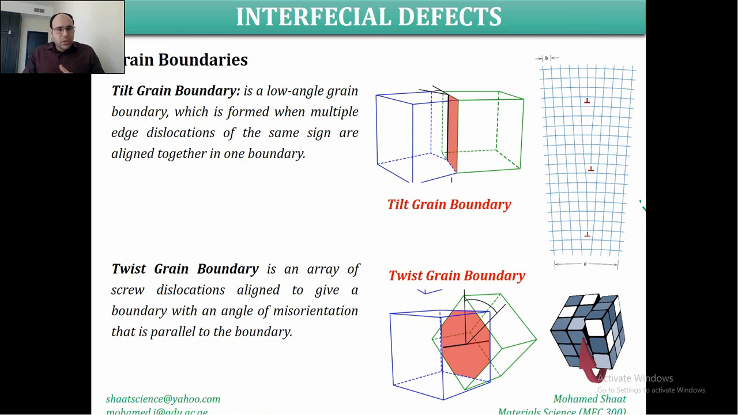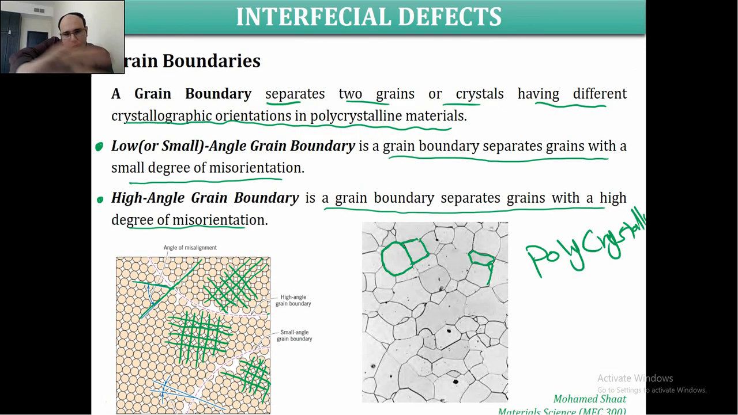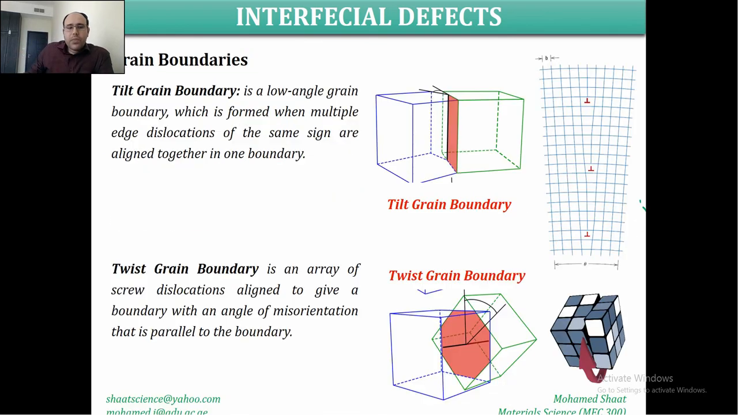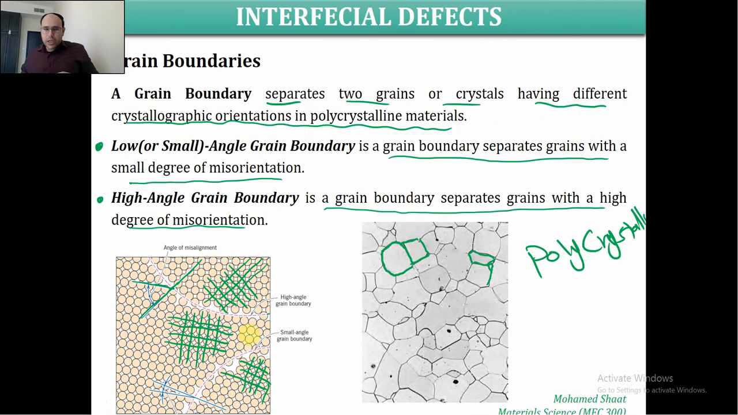Grain boundaries also could be, so these are like two states as I mentioned. But also grain boundaries could be like tilt grain boundary. These are like types also of grain boundary, or twist grain boundary. As I mentioned, the grain boundary generates because of misorientation. There is also another way that could result in the formation of a grain boundary even within the same crystal or even within the same grain.